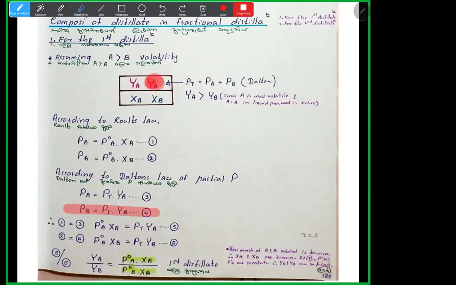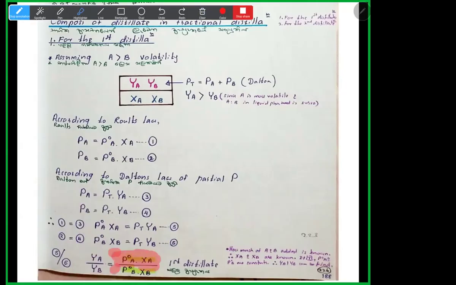YB is the partial pressure. Sorry, not the vapor pressure. Molar fraction of A is YA. Molar fraction of B is YB. But anyway, whatever the way we calculated these partial pressures, these two partial pressures are supposed to be equal because you have one single system and only A and B components. So 1 equals 3. So we can write that. And then 2 equals 4. So we can write the second equation. Then taking YA by YB, which equals P naught A XA over P naught B XB.